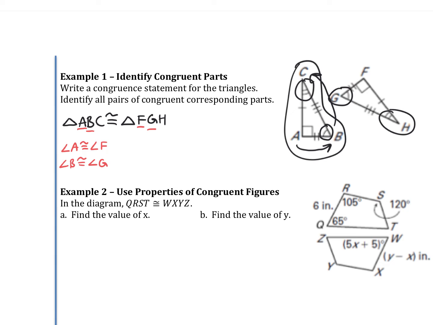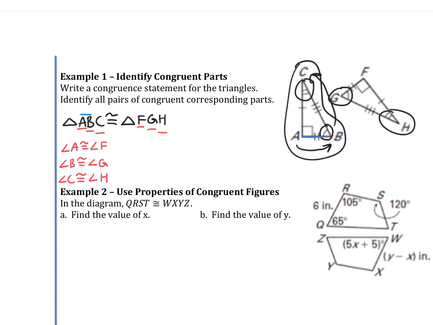And then we have angle C is congruent to what angle? Angle C and angle H. You can do it by looking at the diagram too, but I find the congruent statements to be very useful. Okay, now we gotta do side lengths. So we have AB matches with which side in the other triangle?